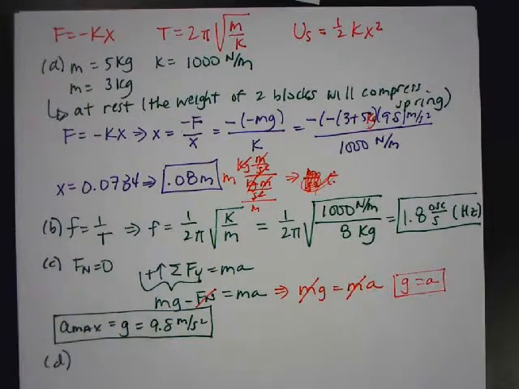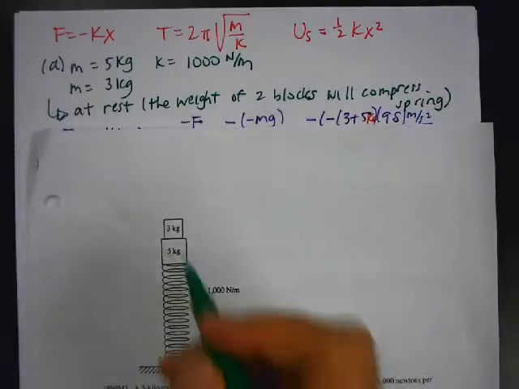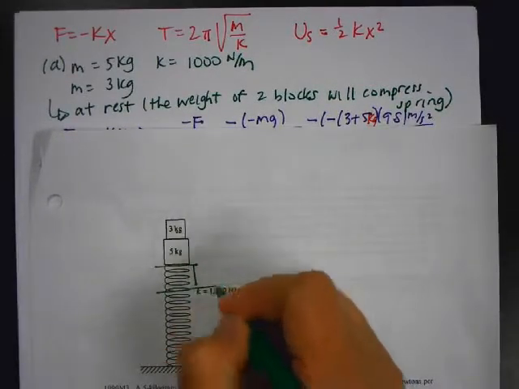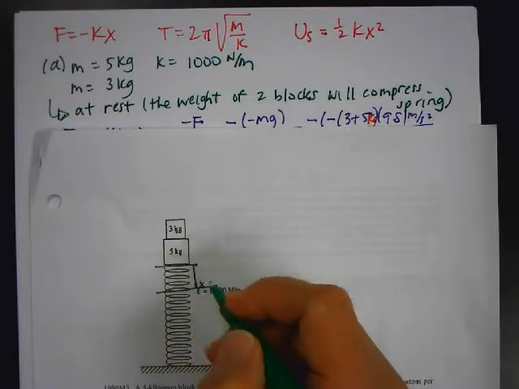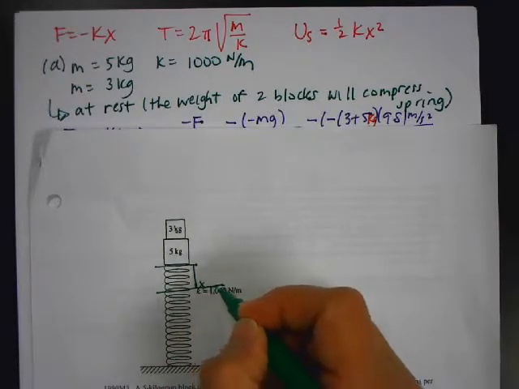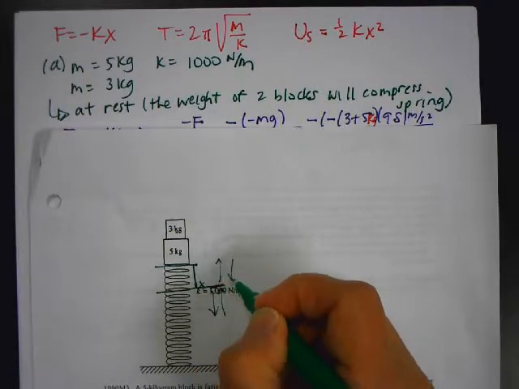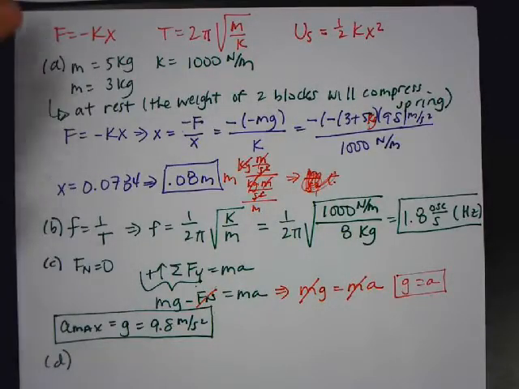Part D says, how far can the spring be compressed beyond the compression point? So remember, the block was like this. Now it's going to be compressed a certain distance here. Once it starts oscillating in simple harmonic motion, this now becomes the equilibrium point. So now it's going to oscillate like this in simple harmonic motion. It says, how far can the spring be compressed beyond the compression point without causing the blocks to exceed the acceleration?